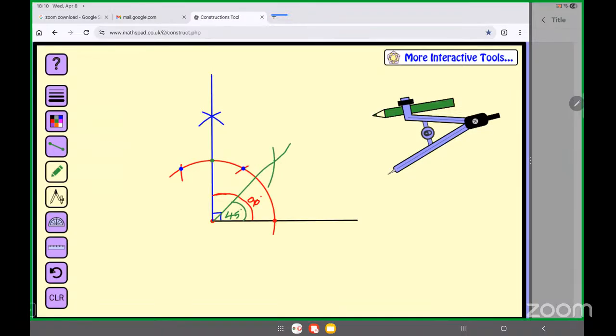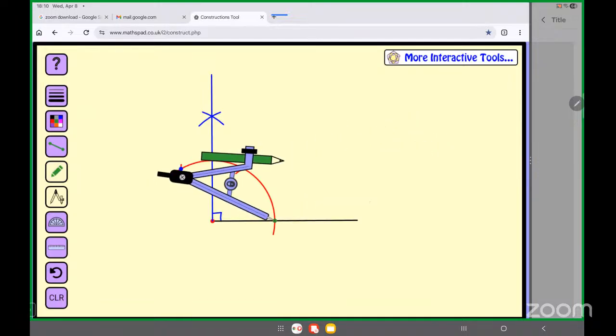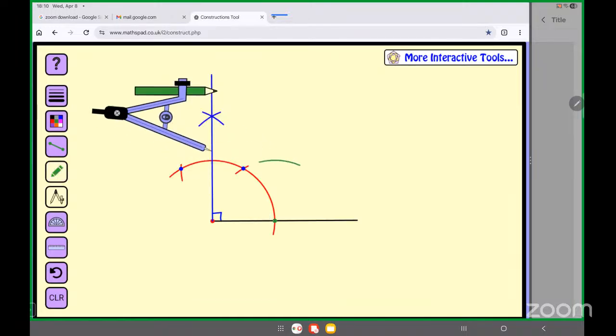All right, let's do it again. I think I messed up. Let's do it again. I'm going to bisect the 90 one more time. More mass equals better mass. Make an arc up here over this end.